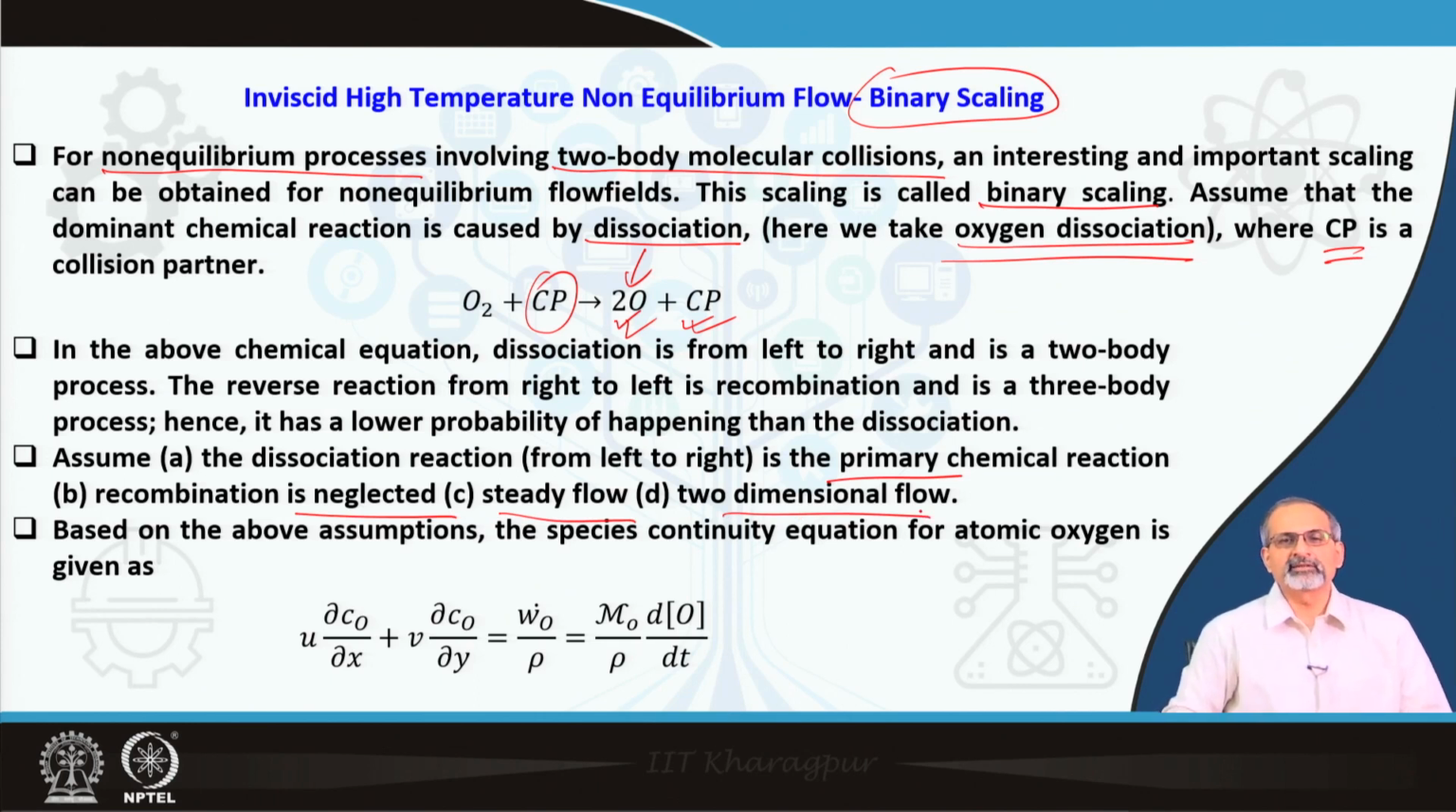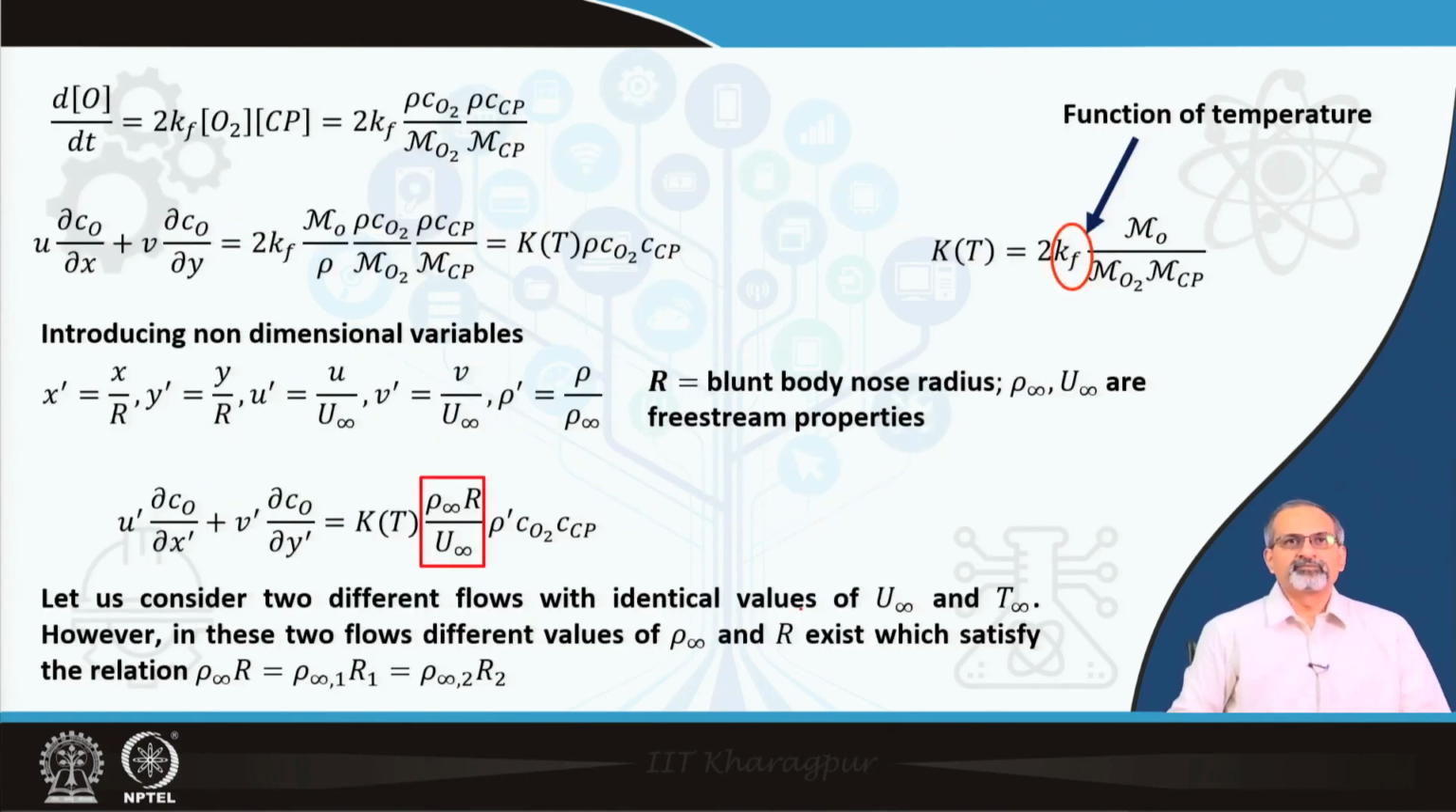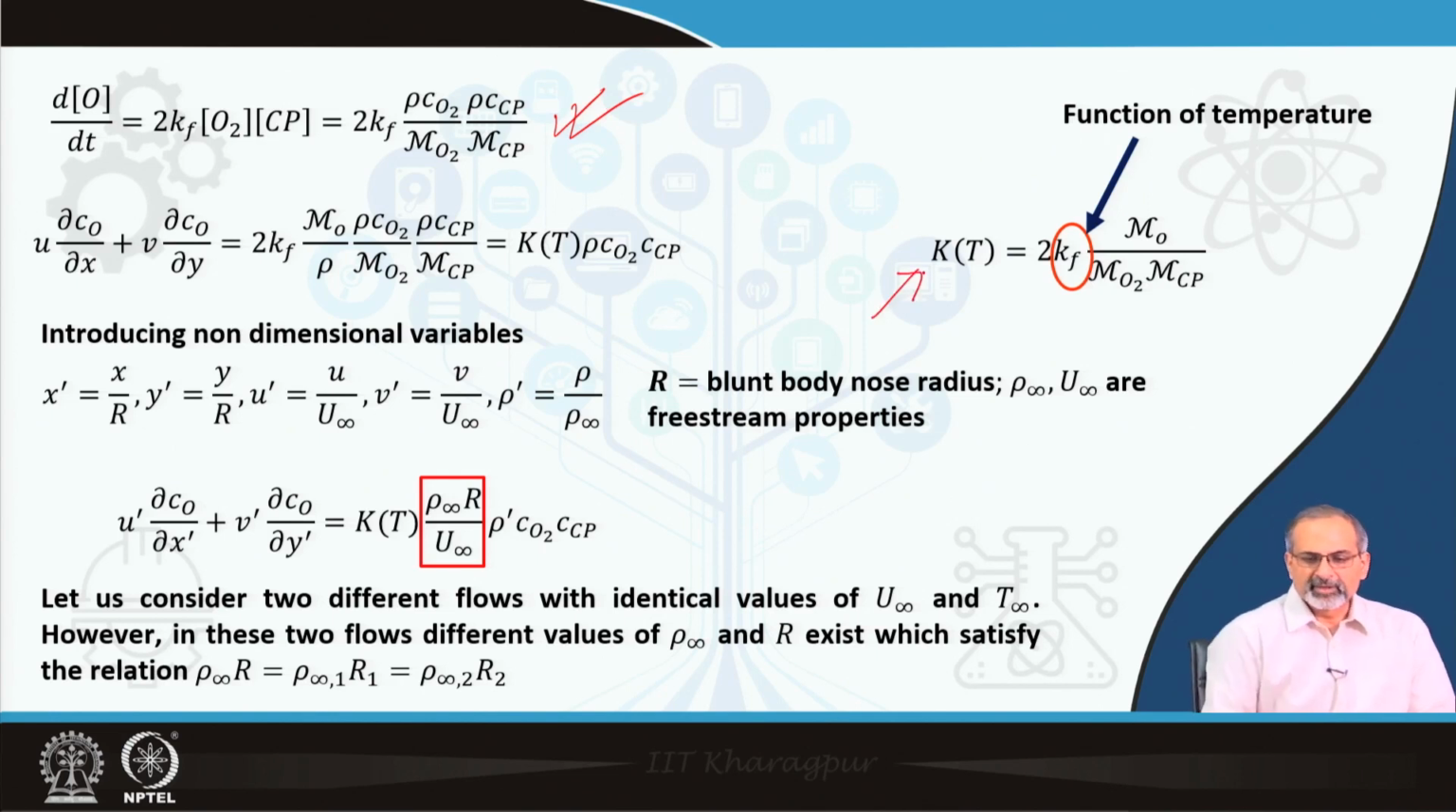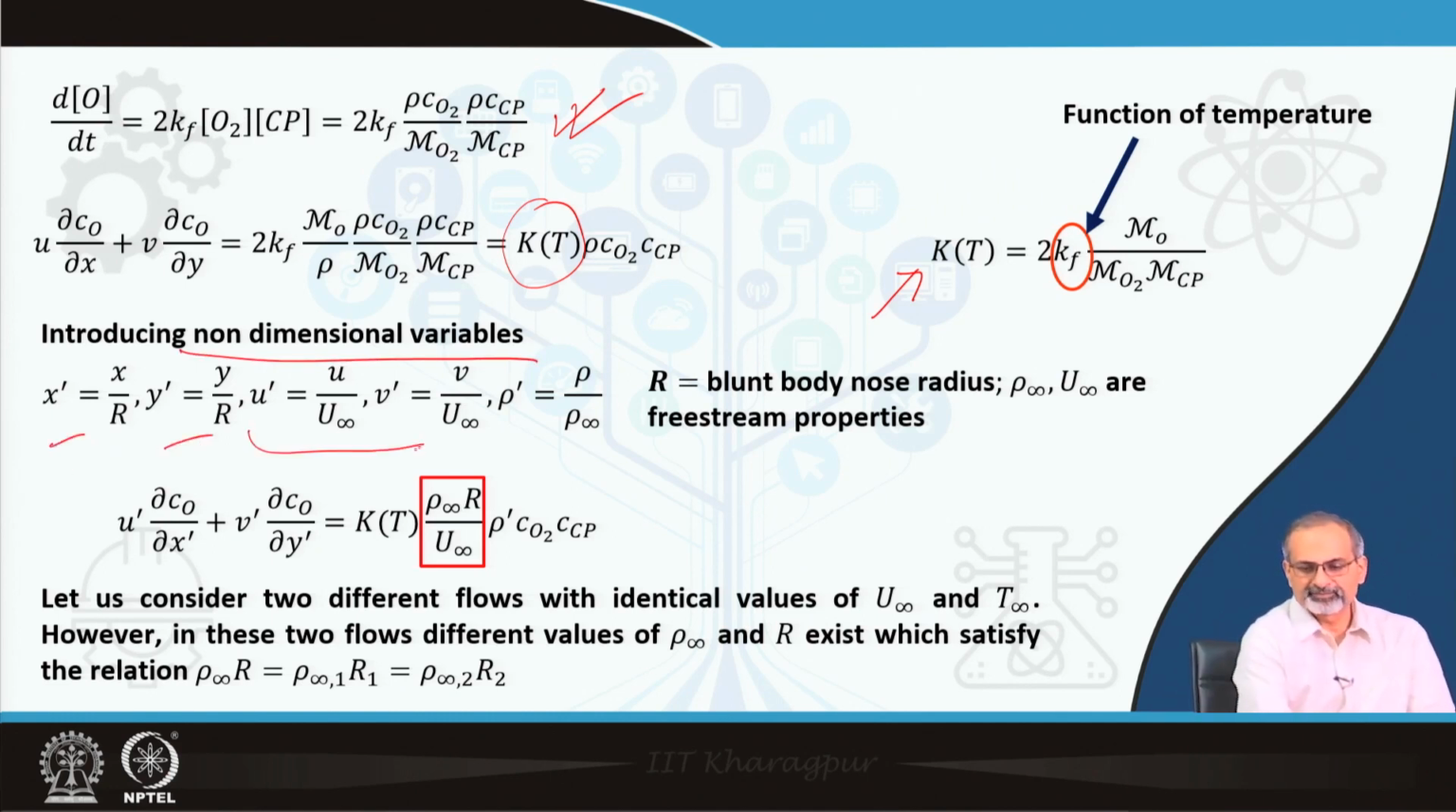Now, based on these assumptions, the species continuity equation for atomic oxygen can be written in a form like this. You have learned the species continuity equation earlier, you have to recall that, and then the rate term can be represented like this in terms of the Kf for this dissociation reaction. And you notice that this can finally be expressed in a form like this, where you have a constant which is a function of temperature, and then you introduce a number of non-dimensional variables for the different lengths, the velocities, the density.